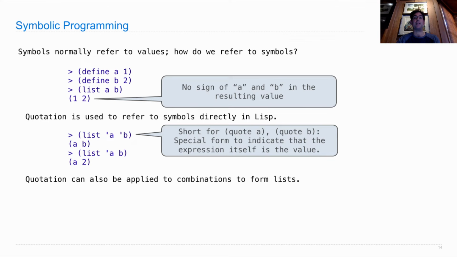Quotation can also be applied to combinations in order to form lists. So I can quote the list A B C, and that builds a list containing the symbols A, B, and C. The car of that is the symbol A, and the cdr of that is the list containing the symbols B and C. Let's try some more demos.